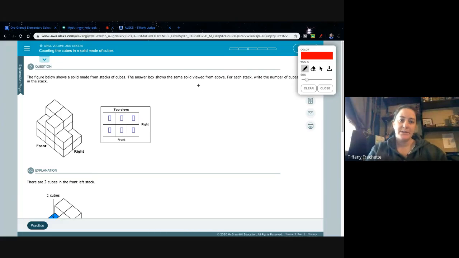Counting the cubes in a solid made of cubes. Okay, so this one is just the basic idea of learning about volume.